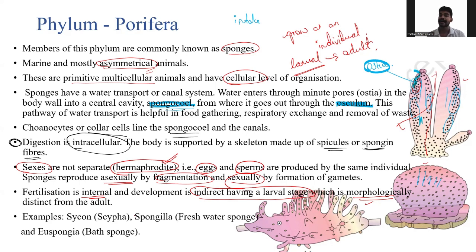So the examples are, first, Sycon. You will see the Sycon here. This is the Sycon. Another example is Spongilla. This is the Spongilla. And the last one you are seeing is Euspongia.